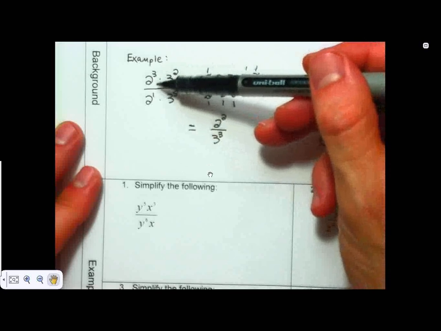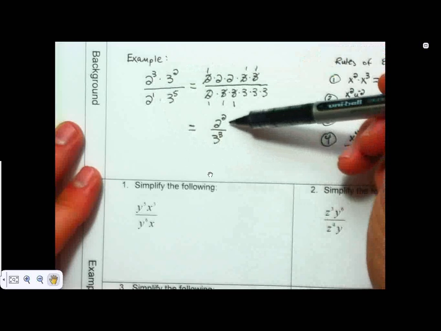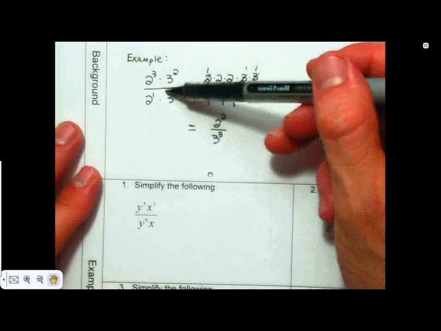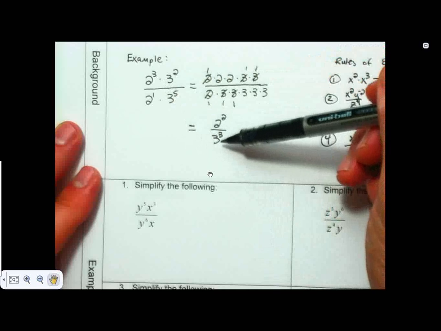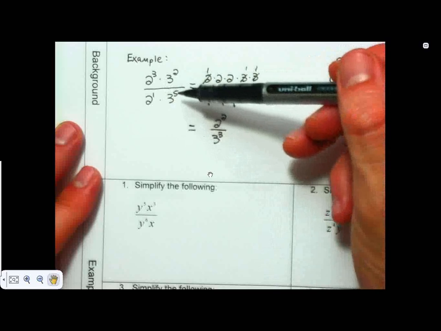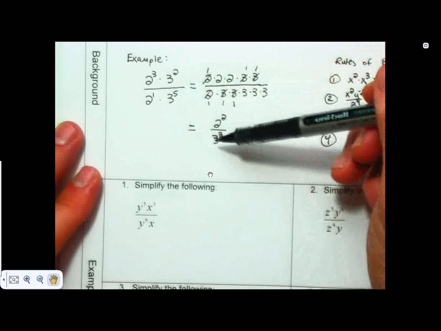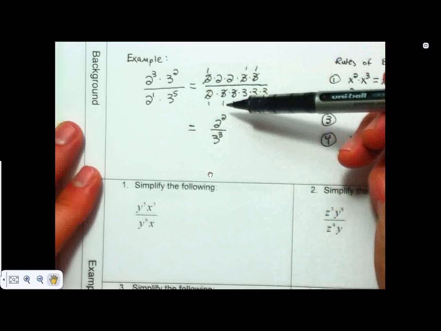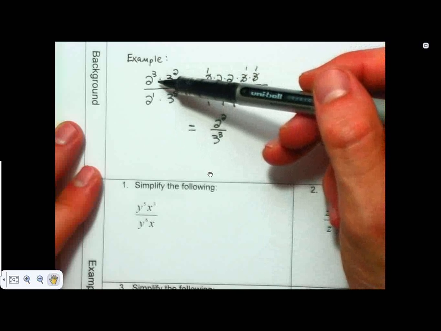So looking just at the 2's, I started with 2 to the third over 2 to the first. Can you see how a shortcut for how I would have gotten 2 to the second? Likewise, I had 3 to the second over 3 to the fifth, and I ended up with 3 to the third on the bottom. Can you see how, just by looking at the exponents, I could have gotten 3 to the third without writing it all out? Well, actually, it's a subtraction process.